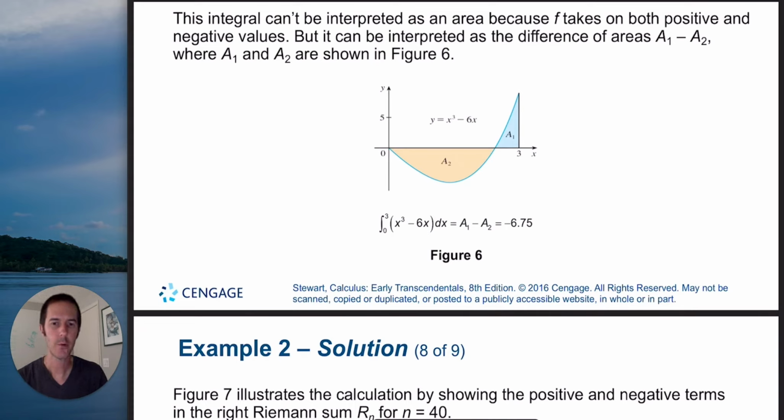So here's the graphical representation. Sorry, my throat's a little scratchy. And the integral is what's giving us the exact area of negative 6.75.